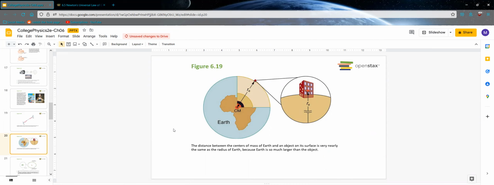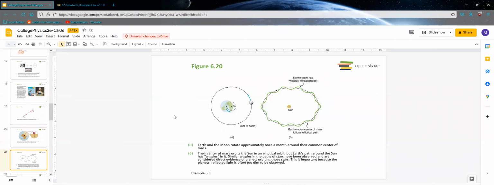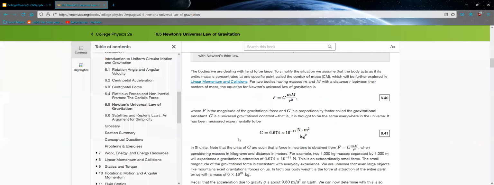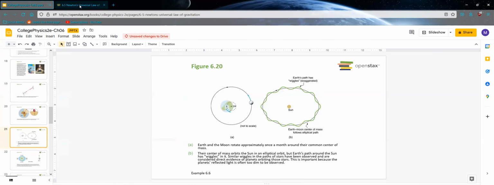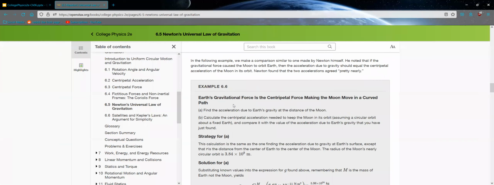The further away you get from the Earth, the less gravity, and therefore the more centripetal motion, as we've already talked about. And let's do an example of what we're saying here. So some numbers on top of it, right? So 6.6, right? Yep, 6.6. Earth's gravitational force is centripetal force, making the moon move. Wow, in a curved path.